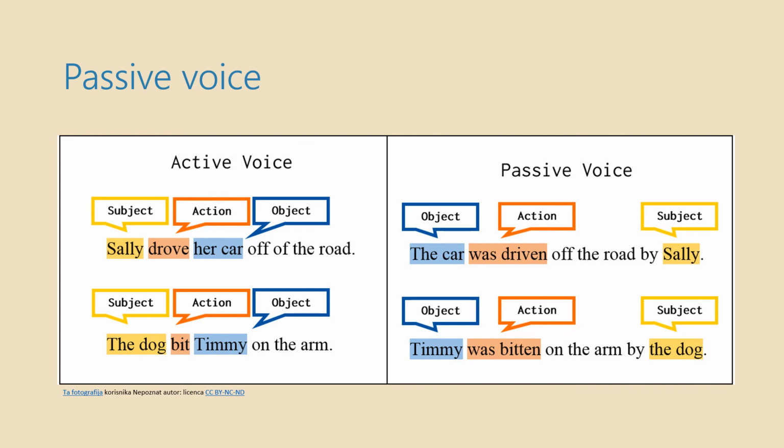Another example is: The dog bit Timmy on the arm. This is an active sentence. In passive voice, the same sentence is: Timmy was bitten on the arm by the dog. Please pause the video lesson now and copy these two examples into your notebook.